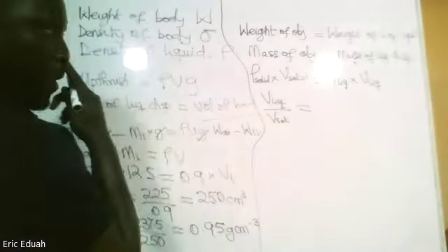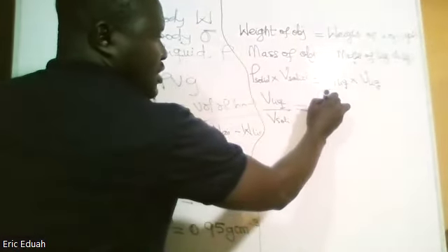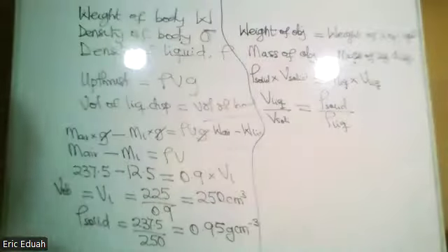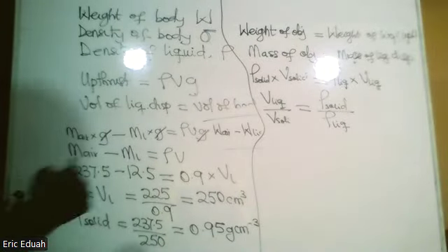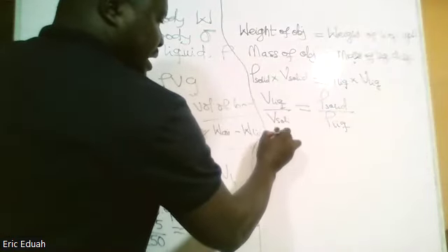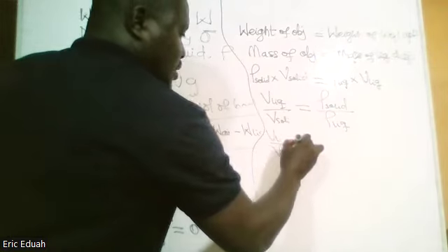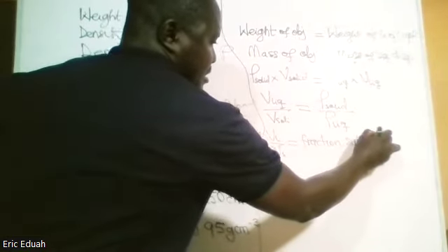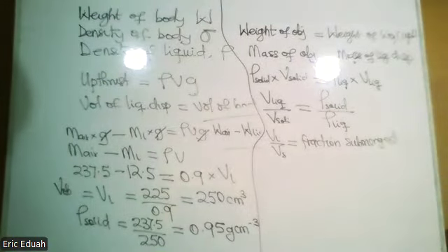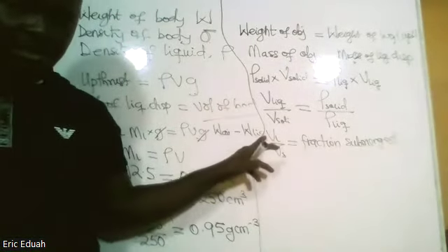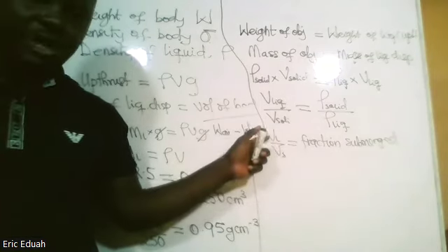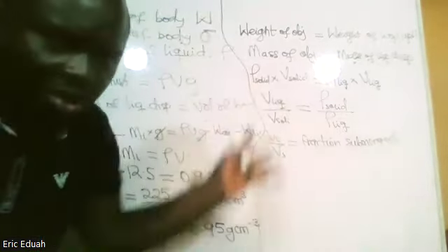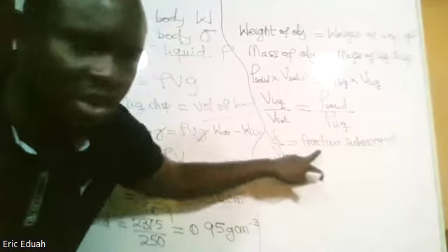So we are determining VL, volume of liquid displaced, over VS, volume of solid. And this will be equal to density of solid divided by density of liquid. This ratio, VL over VS, is equal to the fraction submerged. Because VL, which is the volume of liquid displaced, is equal to the volume of the solid submerged, divided by the volume of solid, the whole volume. So this gives us the fraction of the solid submerged.